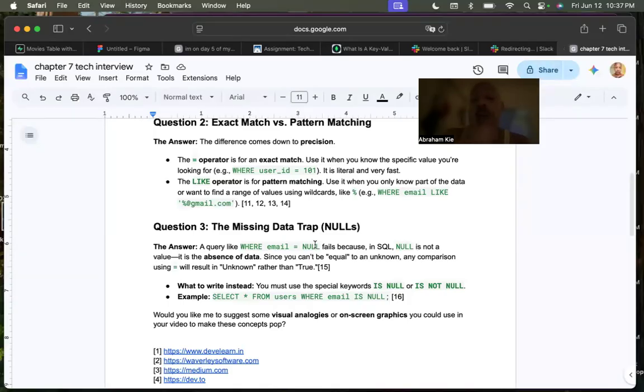What you should do is use IS NULL or IS NOT NULL. For an example, you can do SELECT star, which basically means you're selecting all of the data in that table, and you're telling the command FROM users WHERE email IS NULL. And then I believe you can put a maximum amount of rows that you want to get as a response.